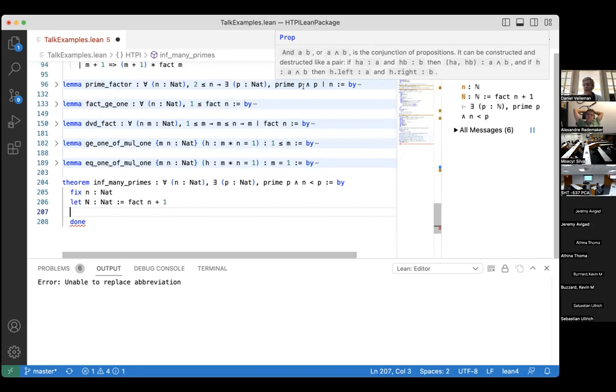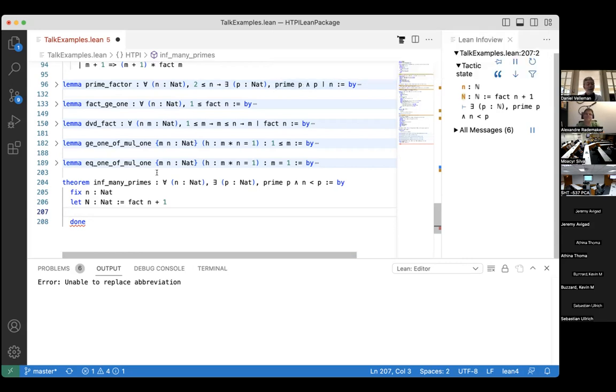One of the things about using Lean, I think, is it forces you to be very careful and say things absolutely precisely and correctly. When you think about it, you realize, oh, it's not true that every natural number has a prime factor. You have to know it's at least 2 to know that it has a prime factor. Well, so I better prove that capital N is at least 2. How do I know that? Well, capital N is n factorial plus 1. I better prove that n factorial is at least 1. Well, that's my next lemma. Fact greater than or equal to 1 says for every n, 1 is less than or equal to n factorial.